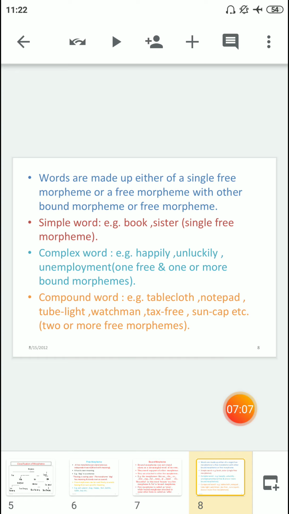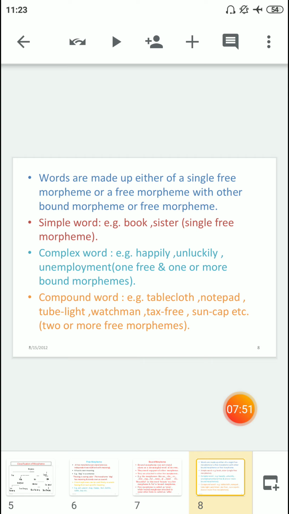Words are made up of either a single free morpheme, or a free morpheme with bound morphemes. Means there can be one free morpheme, or one free morpheme and one bound morpheme. There can be two or three bound morphemes and one free morpheme. Simple words, for example book, sister, are single free morphemes. Complex words, for example happily, unluckily, unemployment, have one free morpheme and more than one bound morpheme. Compound words, for example tablecloth, notepad, tube light, watchman, tax free, sun cap, etc., have two or more free morphemes.